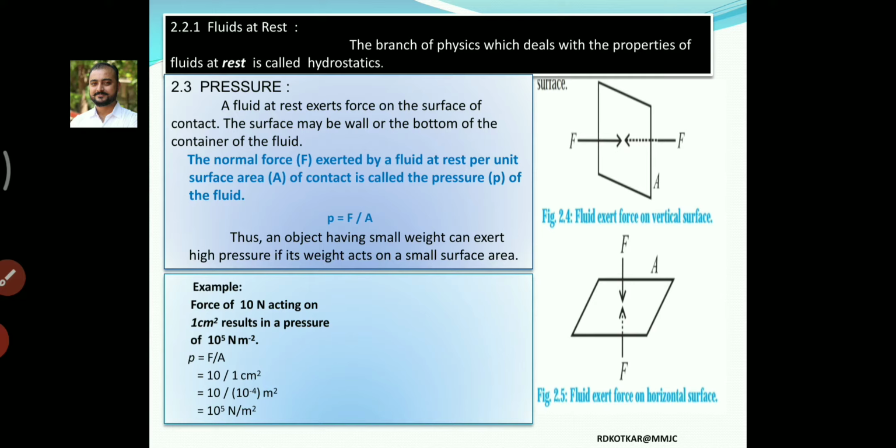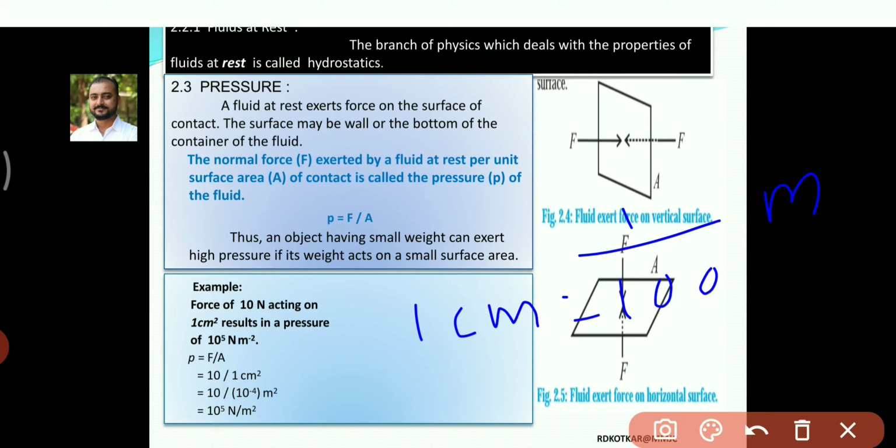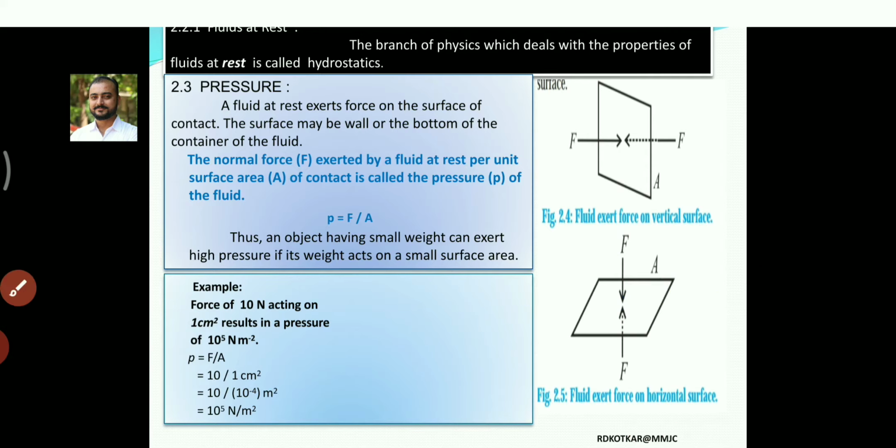You have a conversion. 1 centimeter is equal to 1 divided by 100 meter. Therefore we can say 1 centimeter square is equal to (1 by 100) square, that is 10 to the power minus 4 meter square. So in this manner, this is a simple conversion.